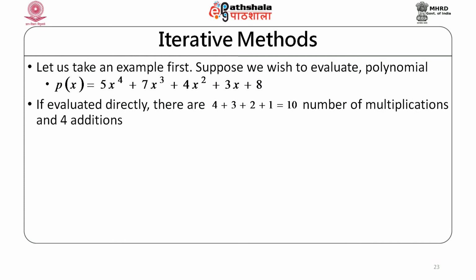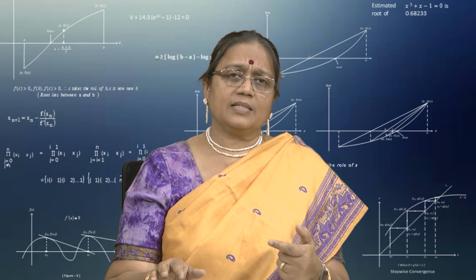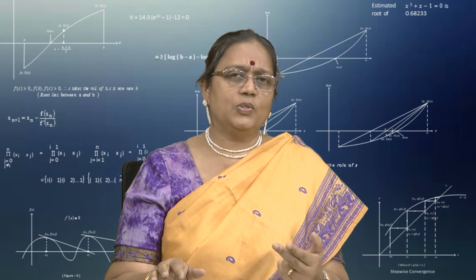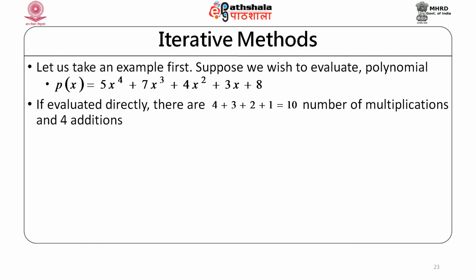If I give the expression as it is to be evaluated, x raised to 4 means x will be multiplied 3 times: x into x once, then x into x into x, then x into x into x into x. Then there will be one more multiplication for the 5, so 4 multiplication operations in 5x raised to 4. For 7x cube, x into x into x is 2 multiplications, and then into 7, so 3 multiplications. For 4x square, x into x is 1, and into 4, so 2 multiplications. For 3 into x, 1 multiplication.